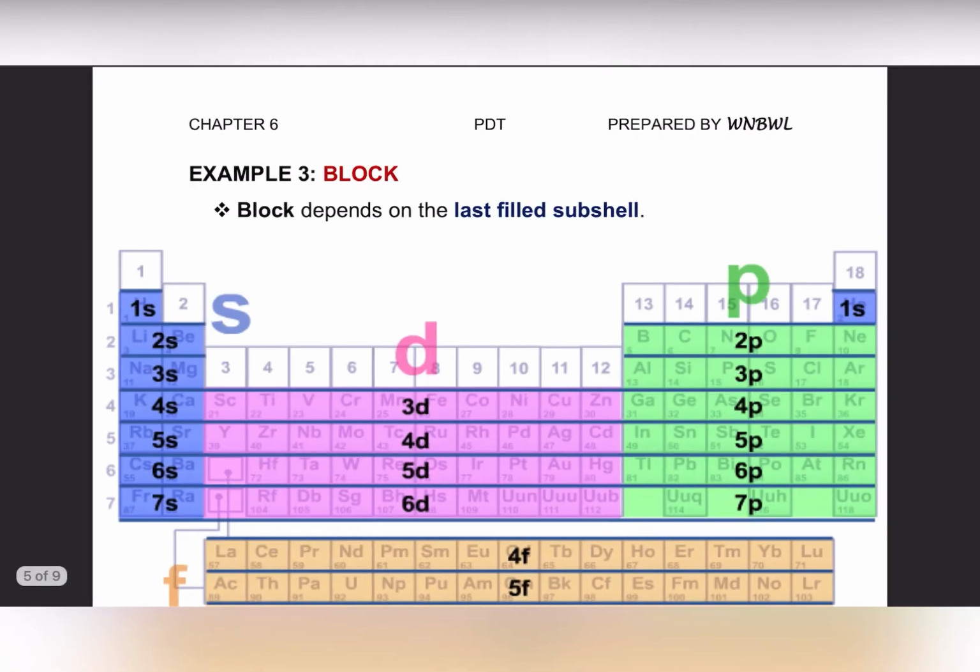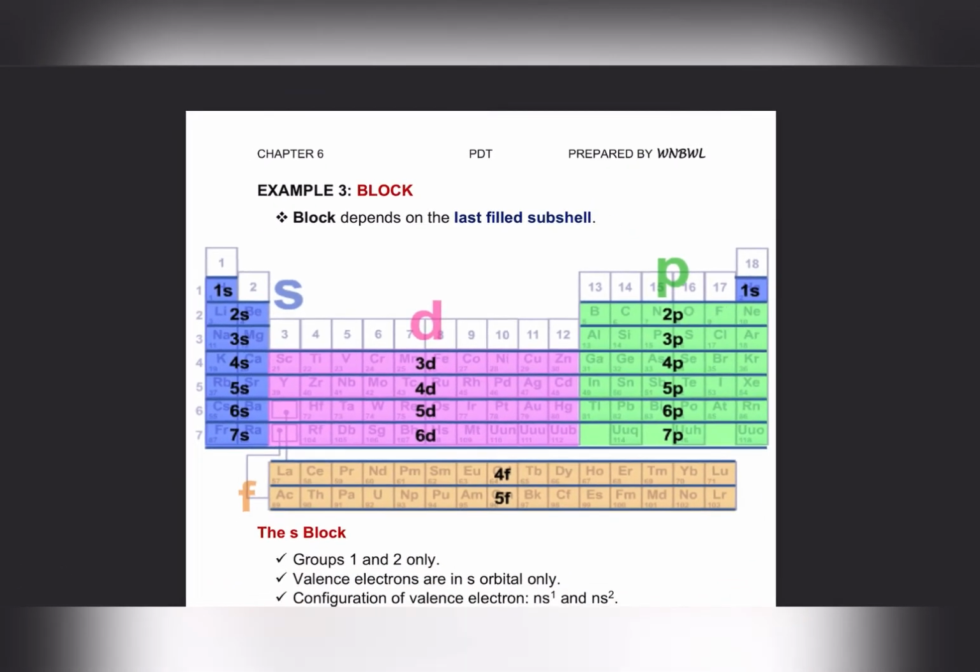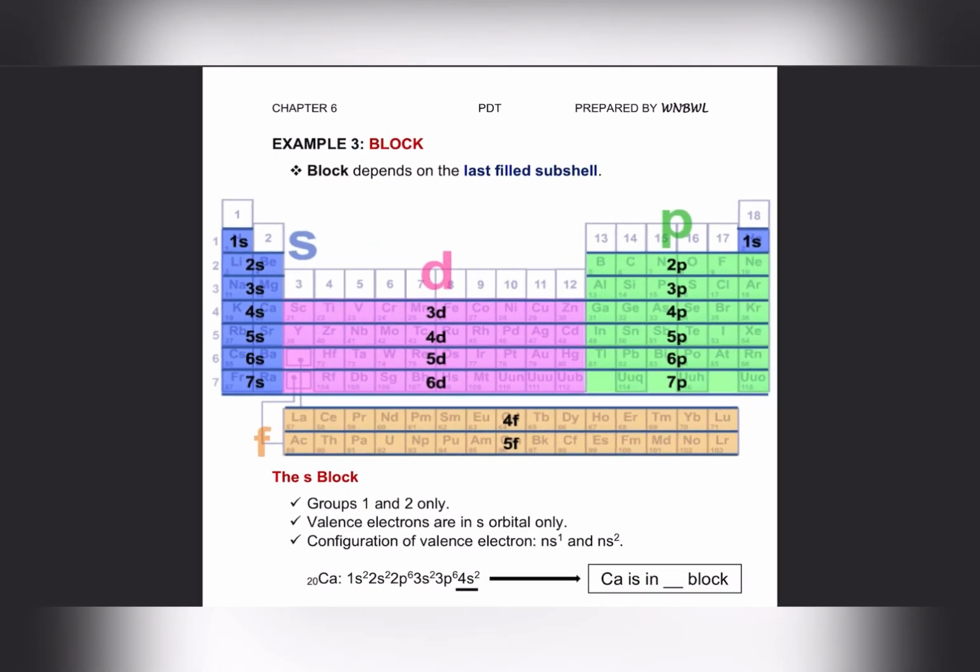So, let's try last one, iaitu block. So, saya ada mention banyak kali tentang perkataan block ini. So, block ni macam mana kita nak tentukan? Block bergantung kepada last filled subshell. So, last filled subshell adalah di mana awak isi elektron paling last kali dalam electronic configuration based on Aufbau principle. So, untuk awak tentukan dalam periodic table, S block hanyalah untuk group 1 dan group 2. D block adalah untuk group 3 sampai group 12. Dan ini yang kita panggil elemen ini yang dekat tengah-tengah ni sebagai transition metal.